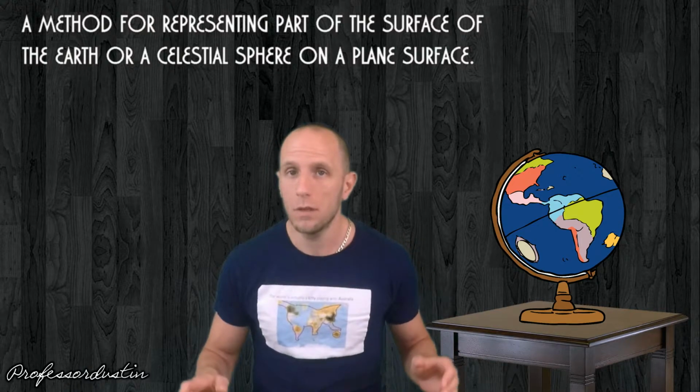If you Google what is a map projection, you'll get this response: a method for representing part of the surface of the Earth or celestial sphere on a plane surface. Another more simple way of defining projection is the scientific process by which one transfers a location from the Earth's surface, which is curved, to a flat map. There is usually a lot of math involved in this process, but we're going to look at it from a very simple standpoint.